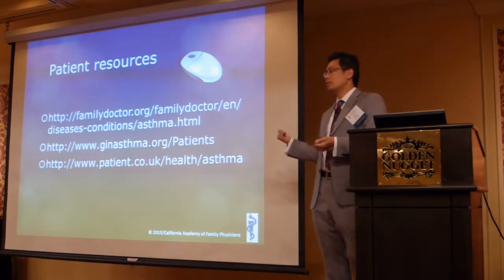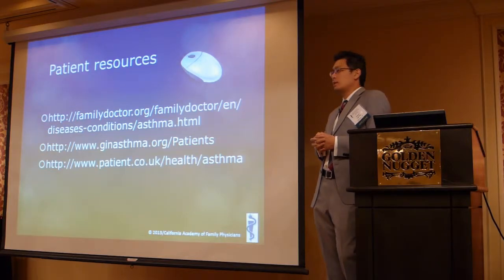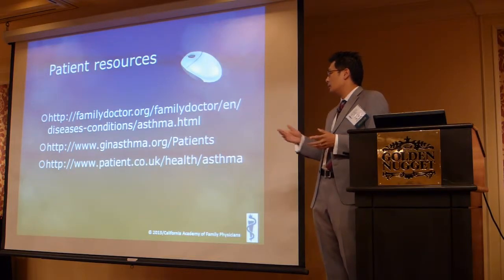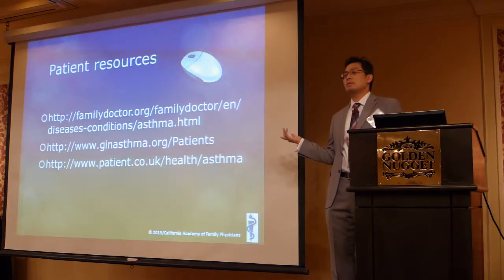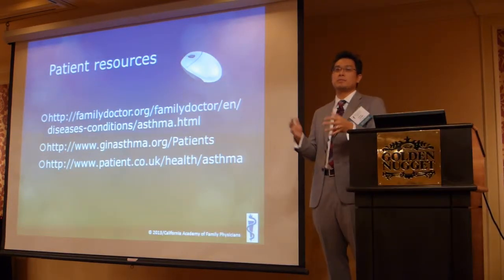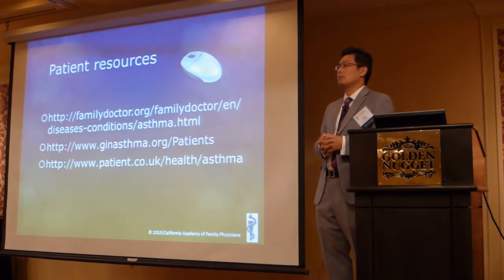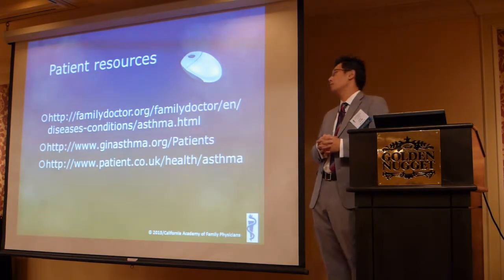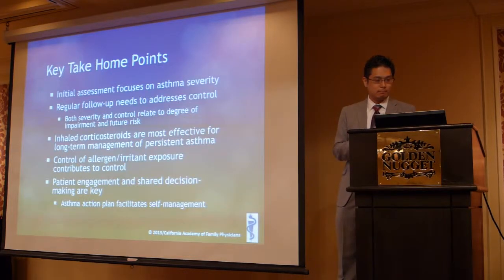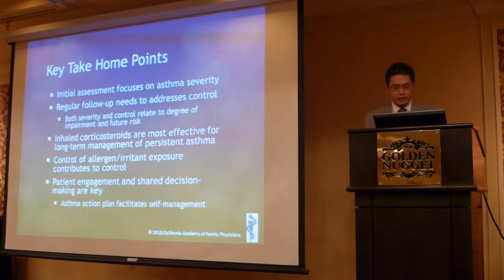There are some patient resources here. I think they're listed in your handout: familydoctor.org from the AFP, the Global Initiative for Asthma, and then some information from the UK. So there's lots of patient information available. This is something I just have bookmarked on my laptop computer. So when it comes time to print patient education, I can just pull it up quickly and find something that I want to print. Okay, so let's just do our take-home points here.